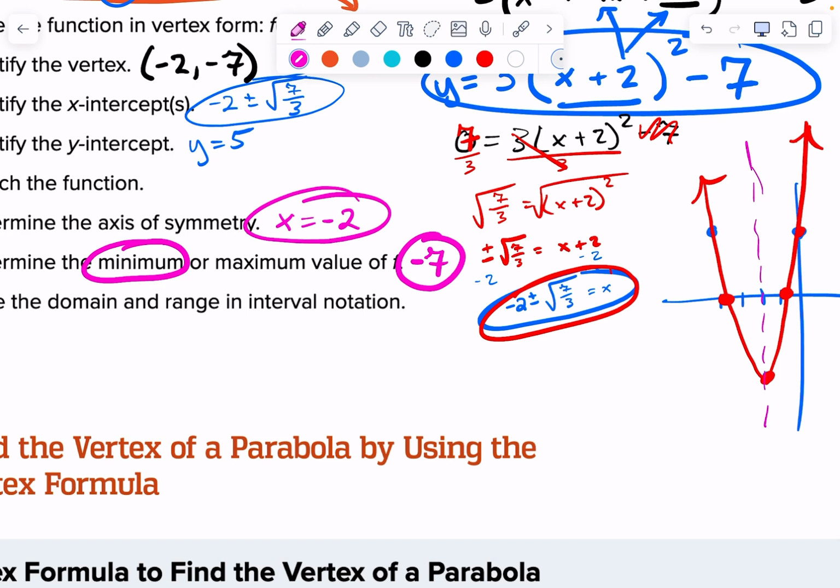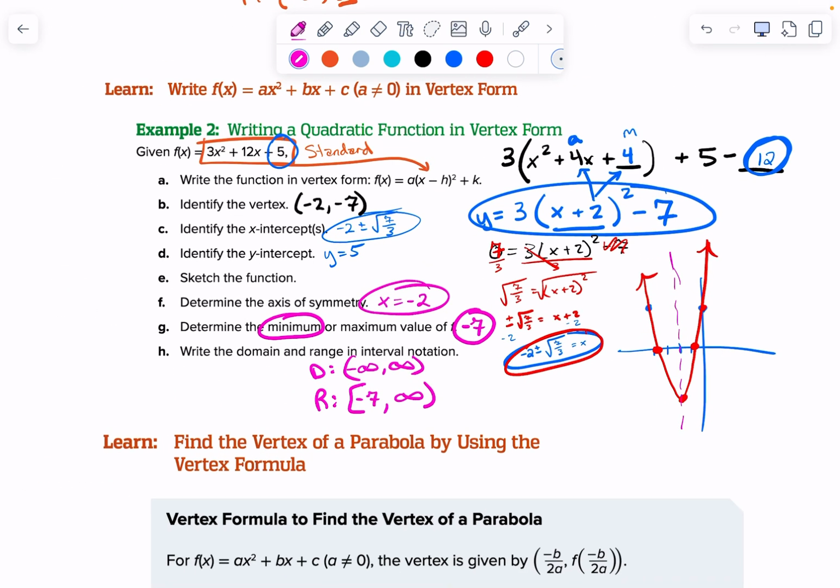Got it? Domain and range. Domain, all reals, -infinity to +infinity. Range, lowest he goes is -7. -7 bracket, comma, infinity. That was really fast. Do we see what we're doing here? Yeah. Sure. Okay. All right.